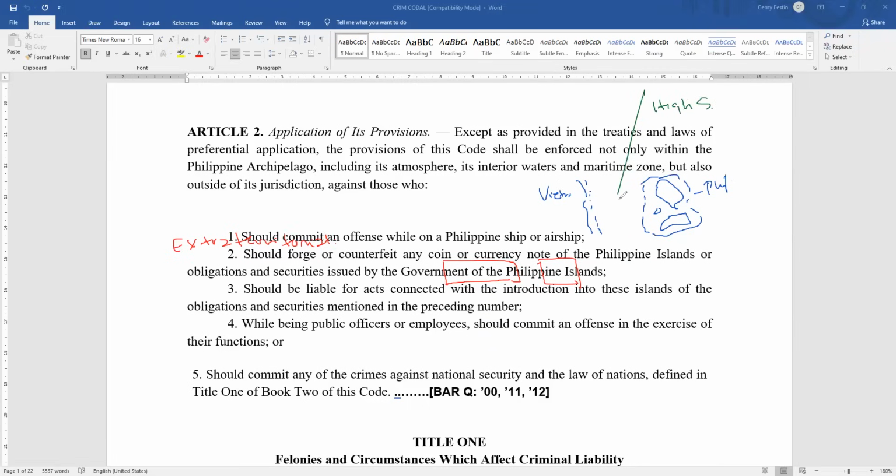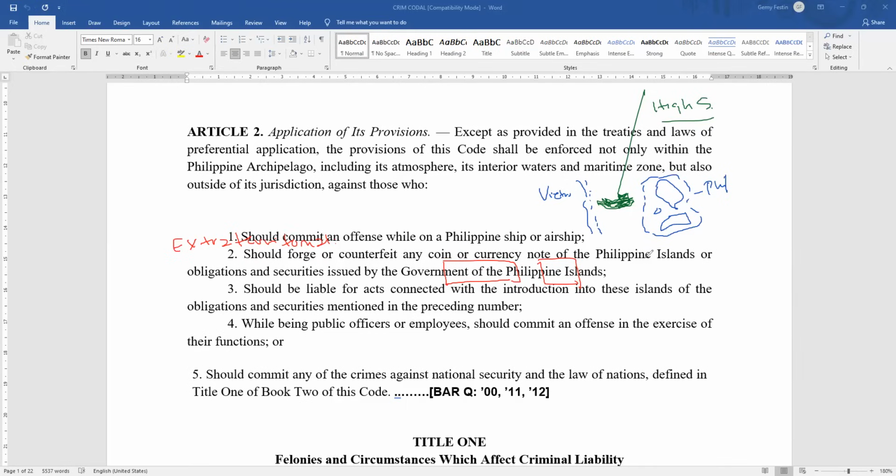High seas, it's neither within the territory of either of any nation. So yun, naglalakbay yung isang barko. And a crime was committed inside that vessel while on the high seas. Normally, we do not have jurisdiction to try the case, right? But if it is a Philippine ship, then we have jurisdiction to try the case.